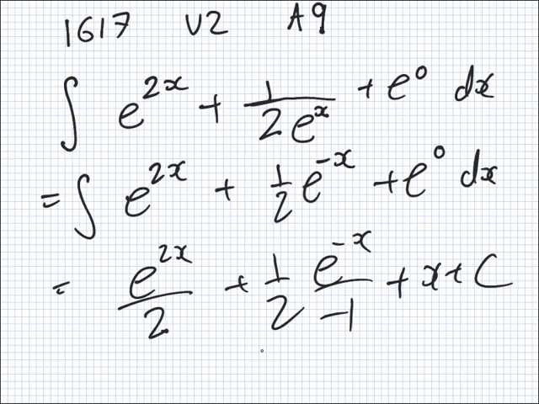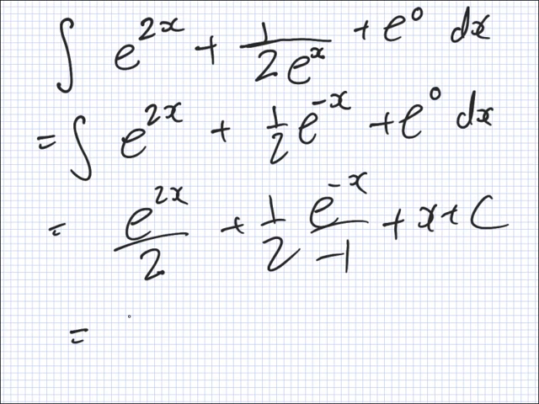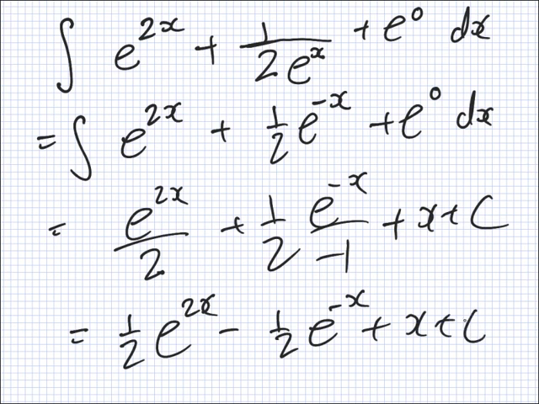If you want, you can clean it up. You don't have to. So it's a half e to the 2x minus a half e to the minus x plus c. But I mean, it's practically the same.